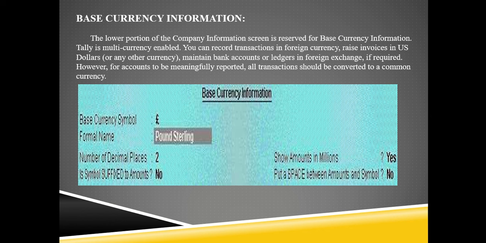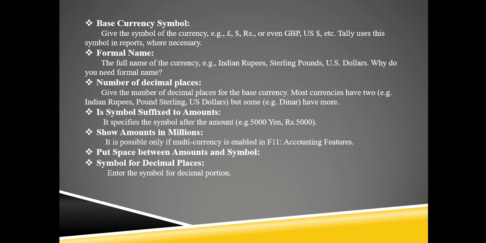So you need to have your base currency information, which currency you are using. Then what is your base currency symbol? Give the symbol of the currency, whether it is rupees, dollar, or whatever it is, and the formal name. The full name of the currency, that is Indian rupees, sterling pounds, US dollars, etc. And the number of decimal places, give the number of decimal places for the base currency. Most currencies will have two, like Indian rupees or US dollars, but some will have only one.